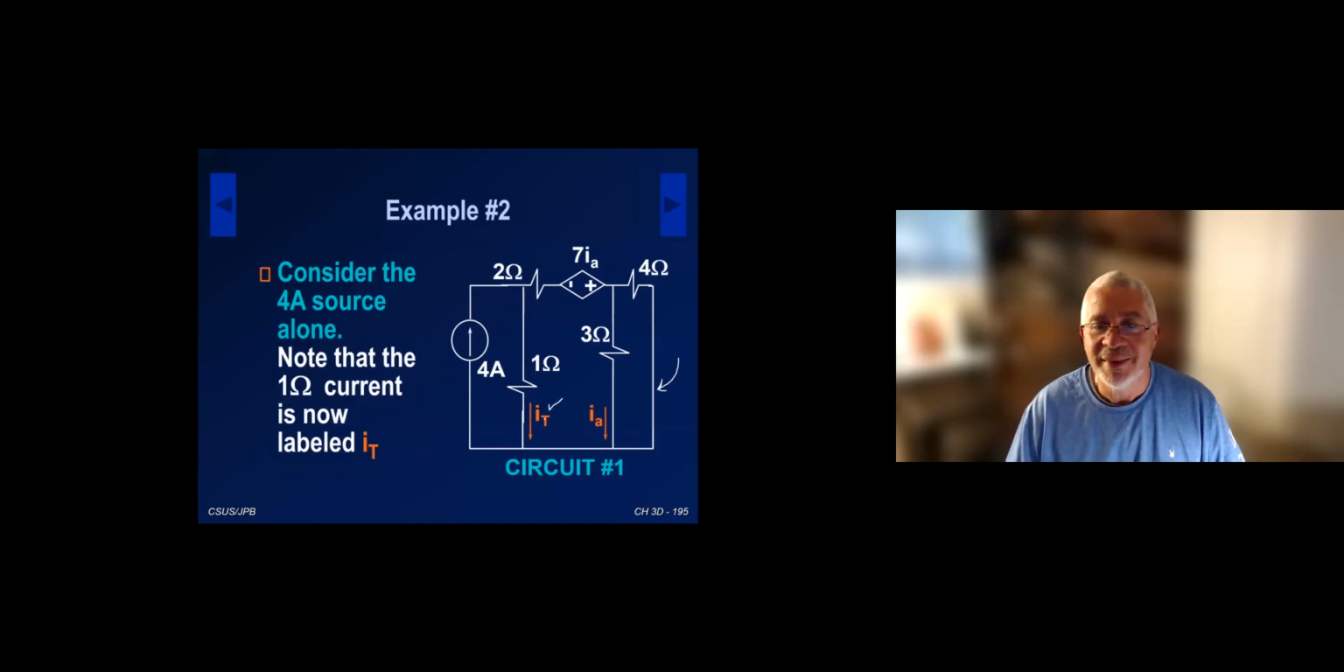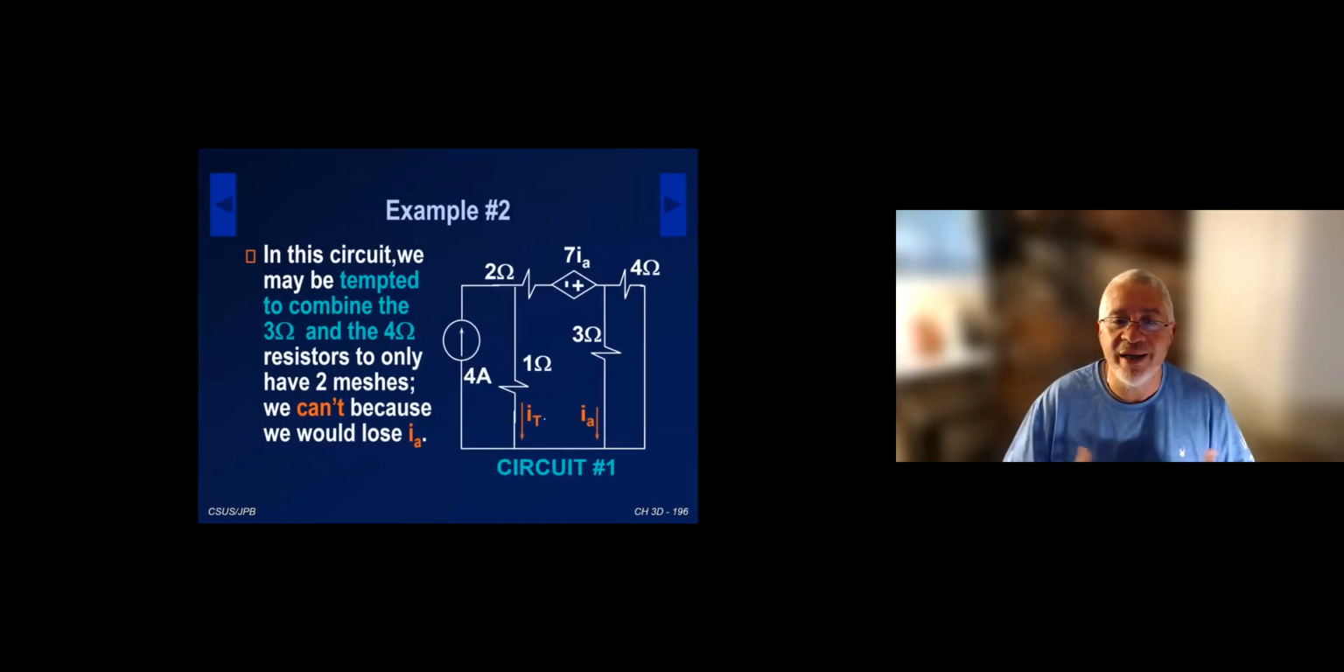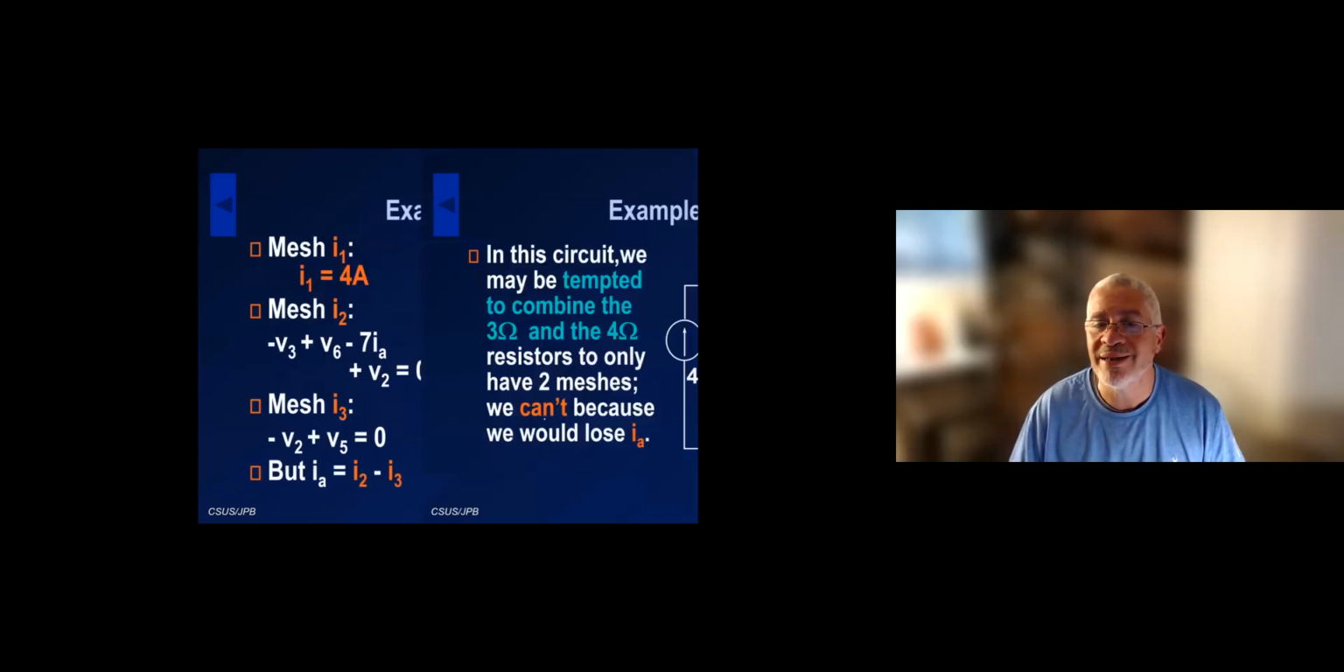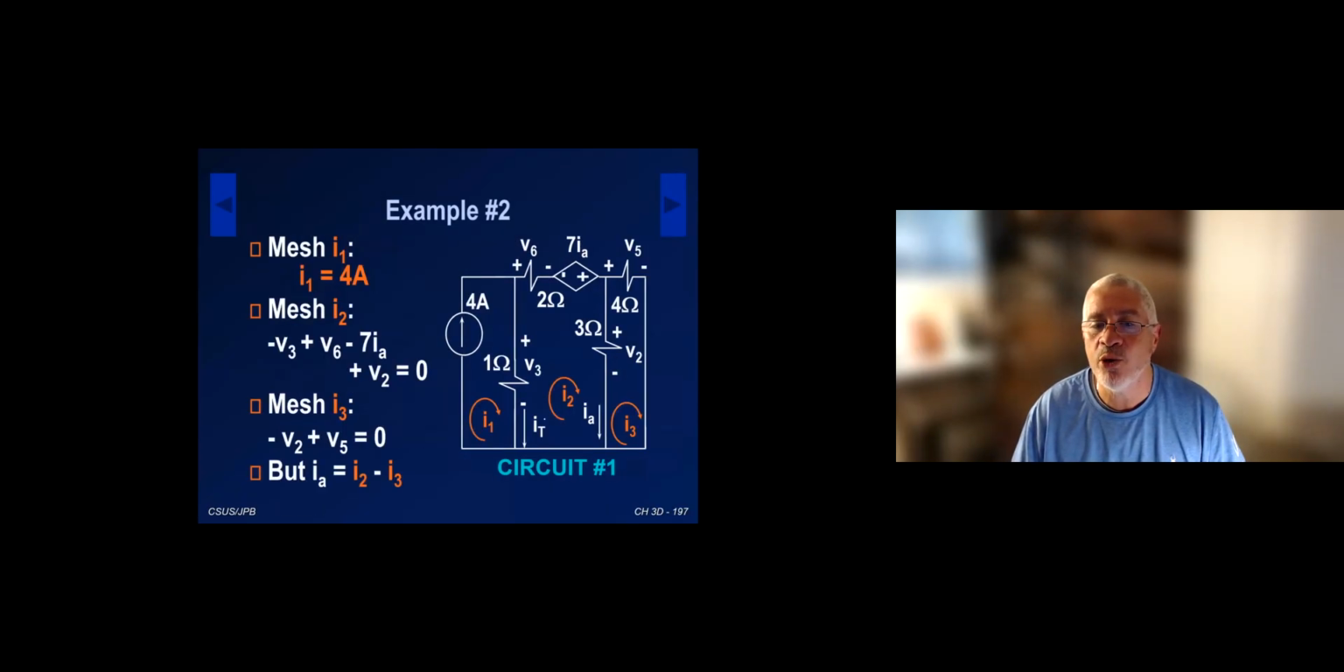Okay. So we could solve this in any way you want. Again, we could combine, we could do mesh or node. That's not that important here. I'm going to do mesh. So there are 3 meshes. This is my source equation for that current source on the left, the 4 amp current source. The current I1 is simply 4 amp. And then I write 2 KVL equations, one in mesh I2 and one in mesh I3.